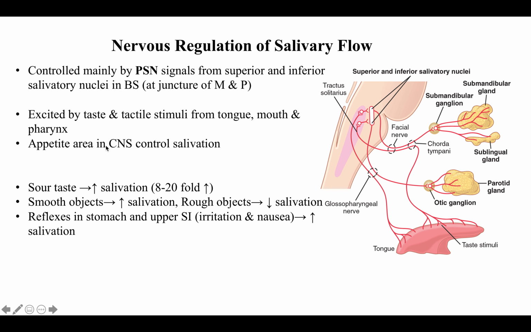Now, the kind of taste will increase or decrease the salivation process. For example, any sour taste will increase the salivation, and this could be increased up to 20-fold. Smooth objects within the mouth will increase salivation. On the other hand, rough objects will decrease the salivation. Also, reflexes in the stomach and upper small intestine, for example, irritation or even nausea, will result in an increased salivation rate.